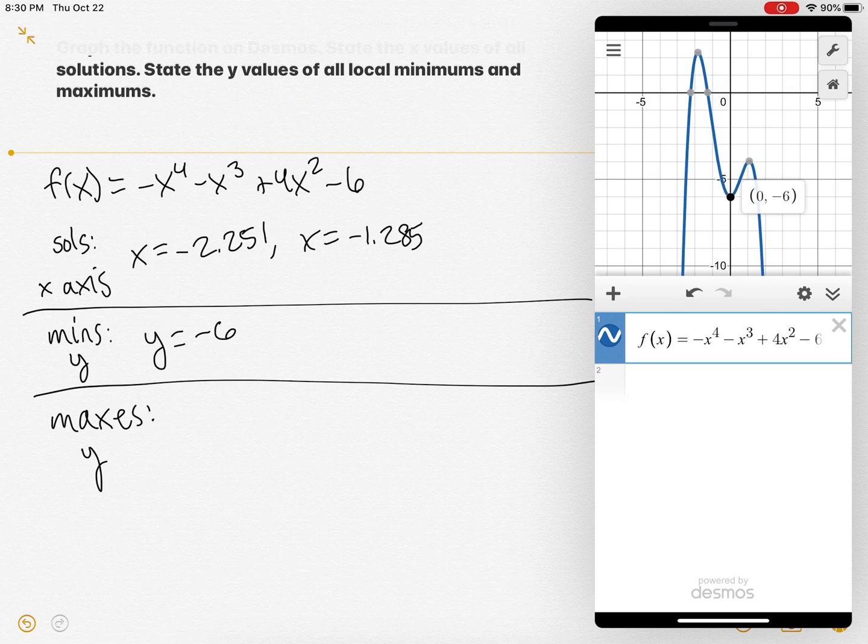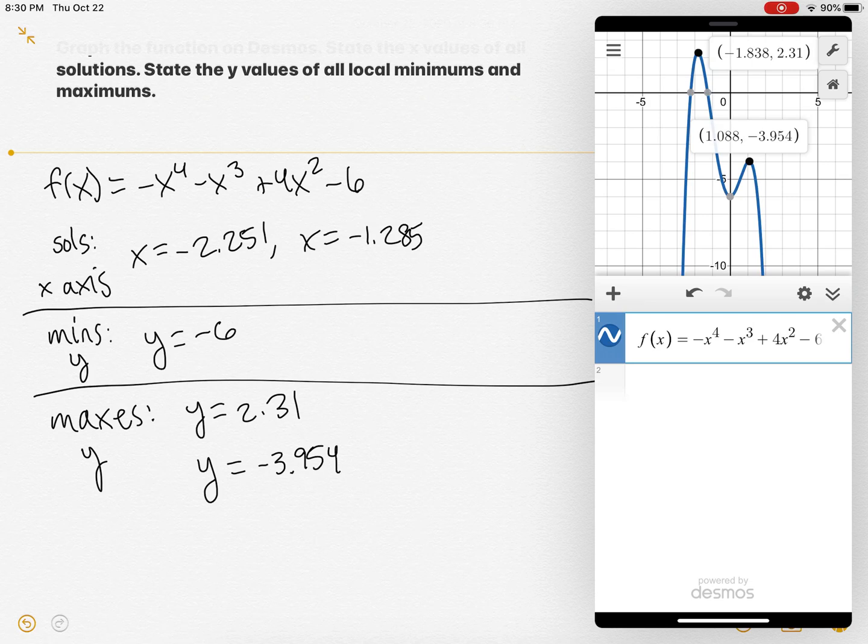Maxes also involve y values. Maxes are where we have a peak or the top of a hill. That happens twice. Top of this hill right here, that y value is 2.31. And then I have another peak. It's not as high, but it's still a peak, so I'm going to count it. My other max value is at negative 3.954. That is it for today for solutions, mins, and maxes.